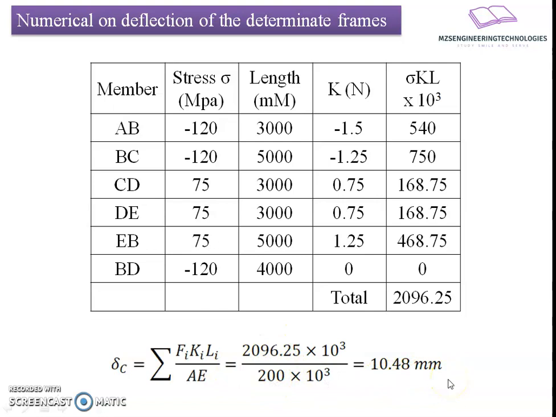So we can say here the deflection at the joint C is about 10.48 mm, ensuring that the members are not going to be overstressed in tension with reference to 120 MPa, and in case of compression with a maximum value of 75 MPa. That completes the total analysis of the frame.